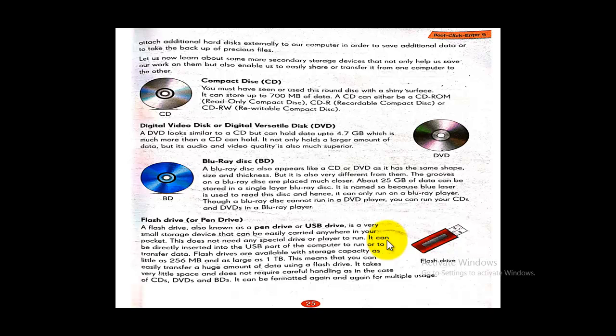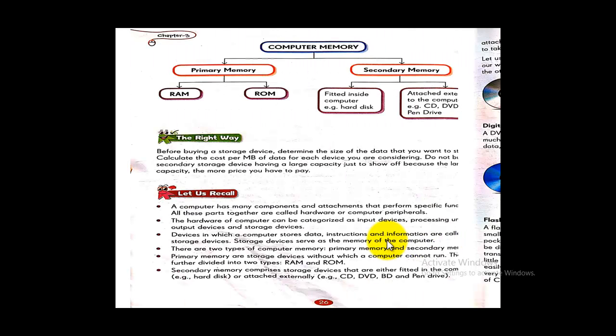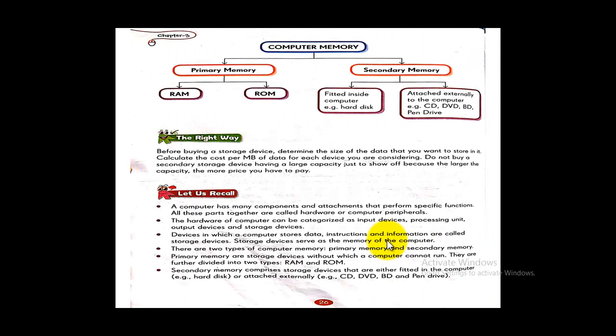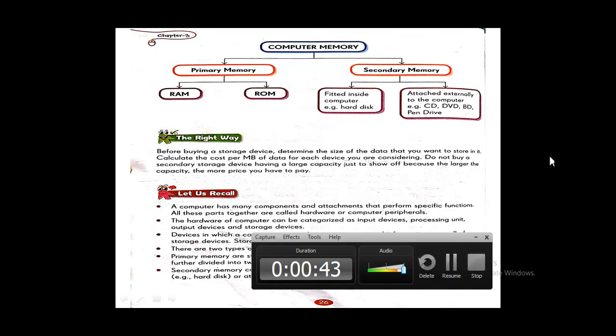Now let's see, what is next? Now we have computer memory in a flowchart form, or in a graphical form. Here we have computer memory, which can be divided into two types. The first one is primary memory and the second one is secondary memory.